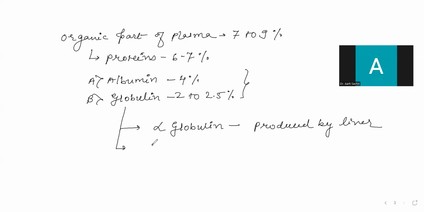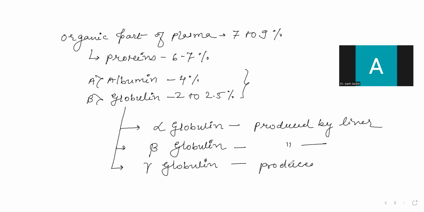Second is beta globulin. Beta globulin again is produced by the liver. And lastly, gamma globulin. Now this is produced by lymphoid organs. So basically, they are present in the form of antibodies, which destroy bacteria, viruses, and toxic substances. Therefore, it is also called immunoglobulins.